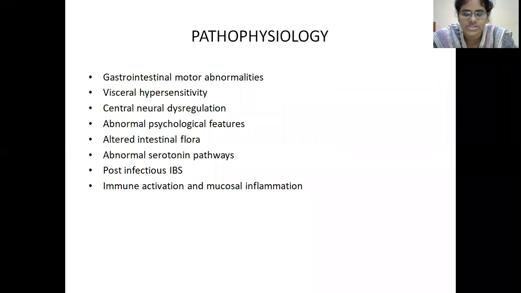Coming to central neural dysregulation, our GIT is affected by our emotional status also. Indirectly, the brain is controlling the emotional disorders, the stress, and also the GI activity. An example for this is when you take an MRI during colonic distension, you can see increased activity in the mid-cingulate cortex, which shows more activation in IBS patients.